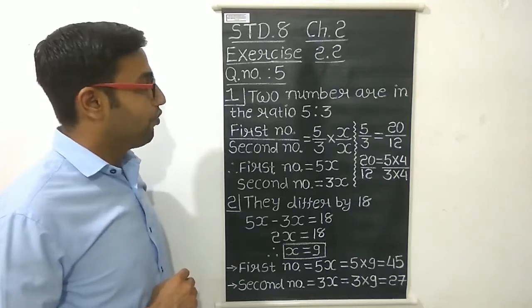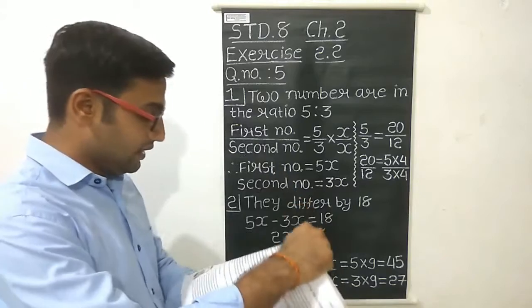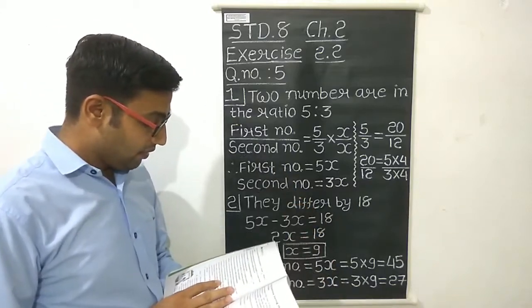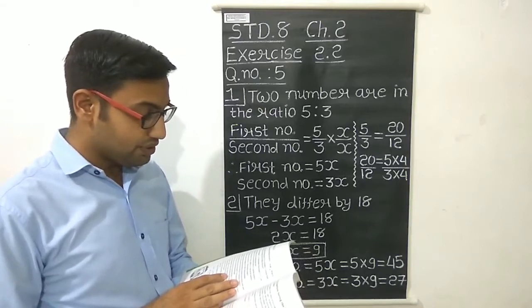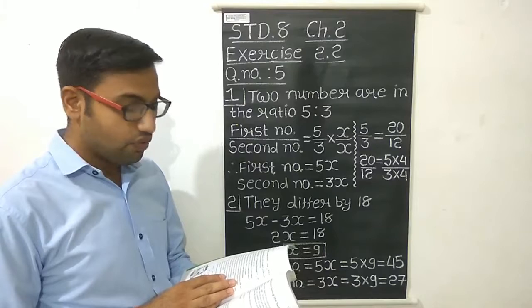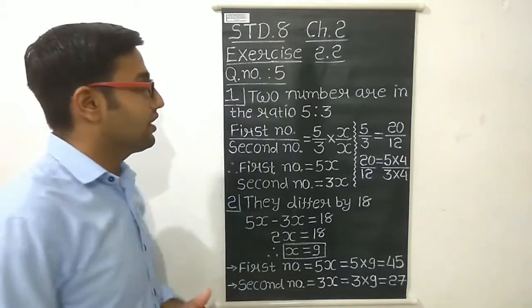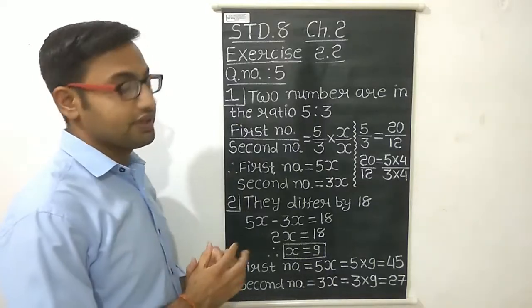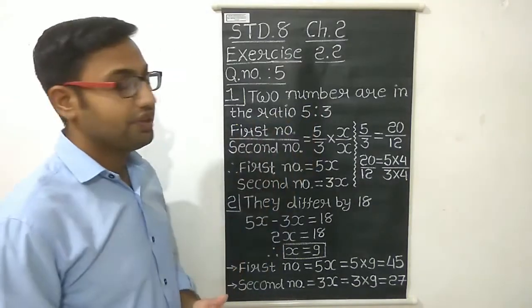Okay. So what is the question? The question is: two numbers are in the ratio 5:3. If they differ by 18, what are the numbers? So here we are given the ratio of two numbers, and the ratio is 5:3.